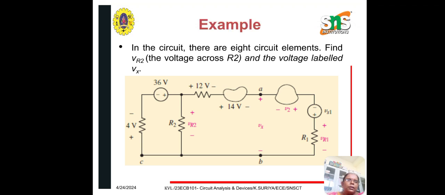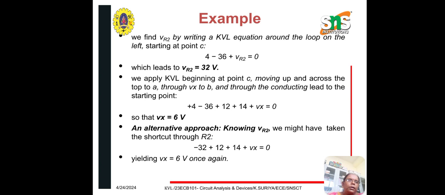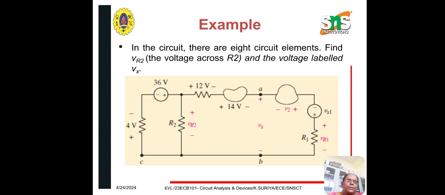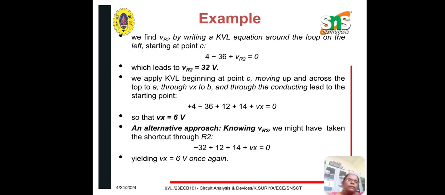If you see here, in the first loop we have 4, 36 and R2. You can write it as 4 minus 36 plus R2. For 4, entering is positive, so it is plus 4. For 36, entering is negative, so it is minus 36, and we write VR2, which is equal to 0. This leads to VR2 is equal to 32 volts. So we have found VR2.